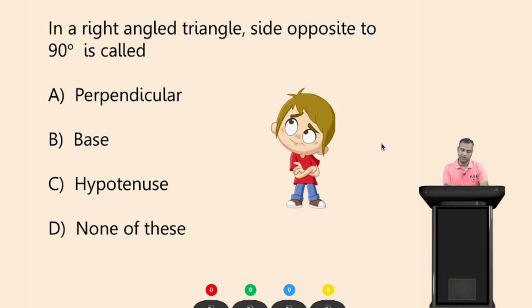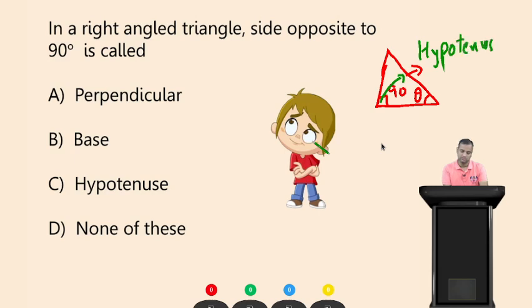So we already know that this is our right angle triangle. If this is 90 degree, this is angle theta. So this is called hypotenuse, which is opposite to 90 degree. What side opposite to theta is called? Yes, perpendicular. What side with theta is called? Base. So these are the terms. Correct answer is C.